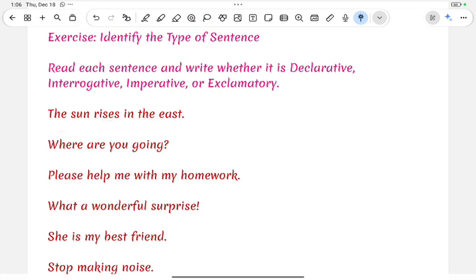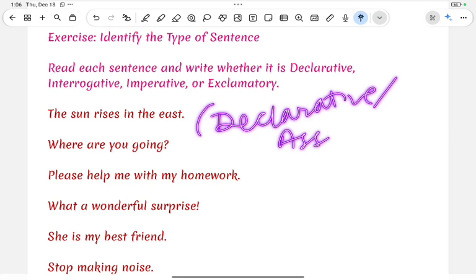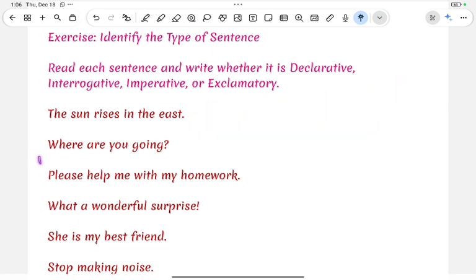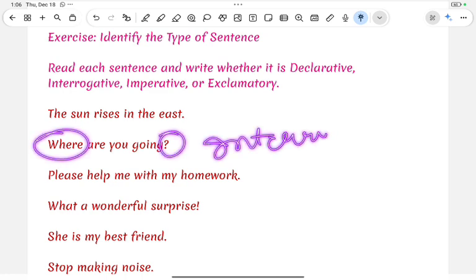The sun rises in the east. It is talking about general information, a general fact, so it's nothing but declarative, or we also say assertive. We can say declarative or assertive. If we talk about the second one, where are you going? Here we can see it starts with a WH word and ends with a question mark. So it is an interrogative example.